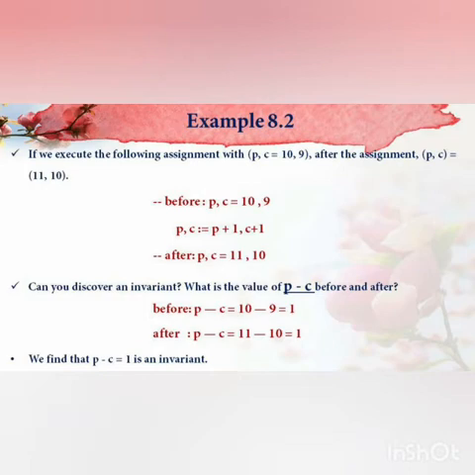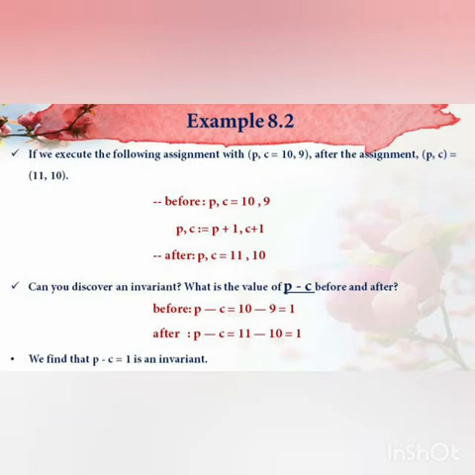So, what is happening here? Before the assignment, the value of p and c is 10 and 9, and after the assignment, the value of p and c is 11, 10. Then, can you discover an invariant? What is the value of p minus c before and after? We have to find whether p minus c is an invariant or not. So, before the assignment, p minus c is equal to 10 minus 9 because p value is 10 and c value is 9. So, 10 minus 9 is equal to 1.